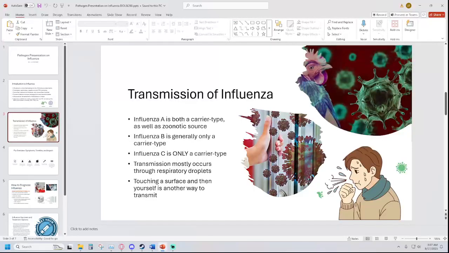The main form of transmission for influenzas A, B, and C is through respiratory droplets when an infected individual coughs, sneezes, or talks. It can also be spread through touching an infected surface and then touching your mouth, eyes, or nose.